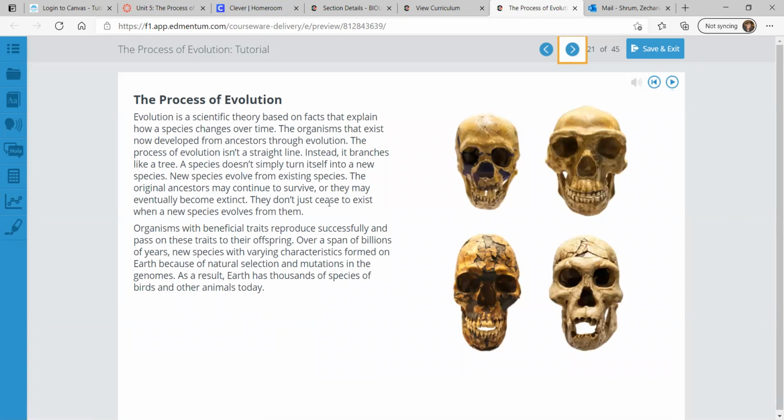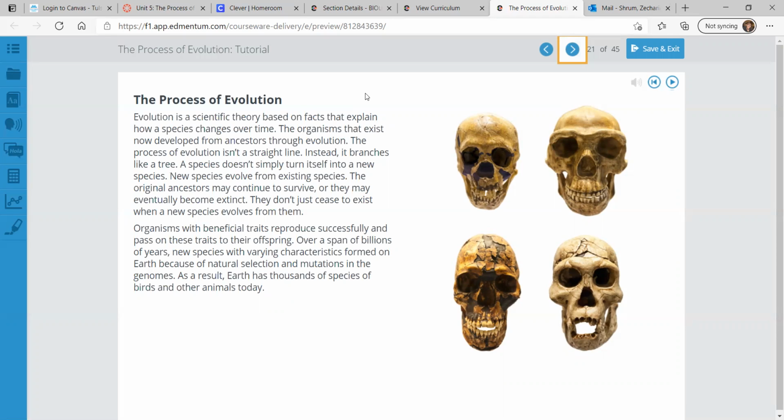All right, so we have some skull examples on the right here, and the process of evolution. We call evolution a scientific theory based on facts that explain how a species changes over time. Think of a scientific theory as a useful way to explain how we see the world. The organisms that exist now developed from ancestors through evolution.